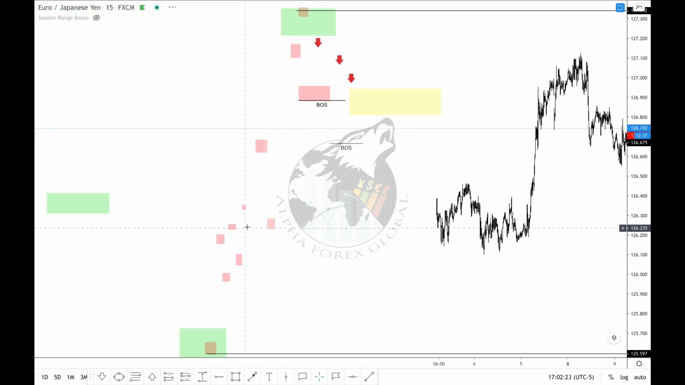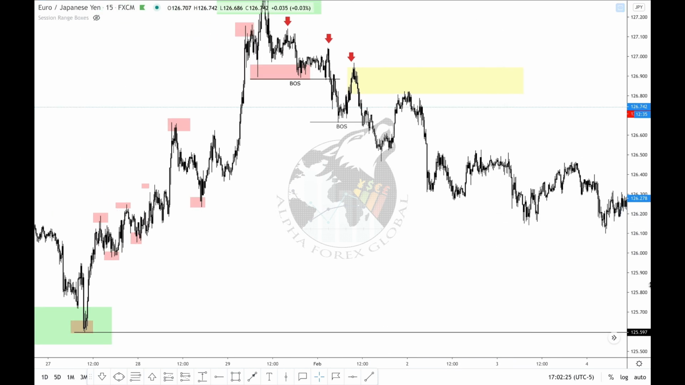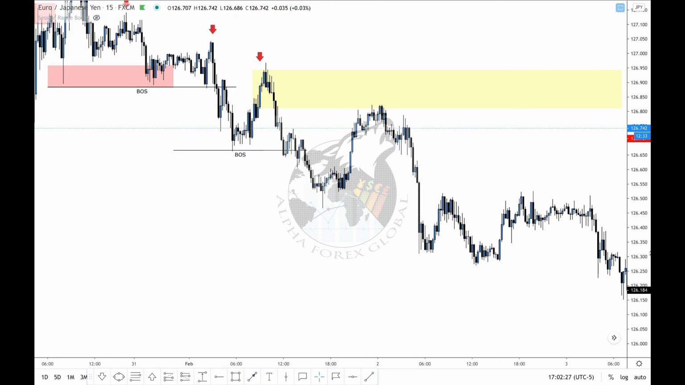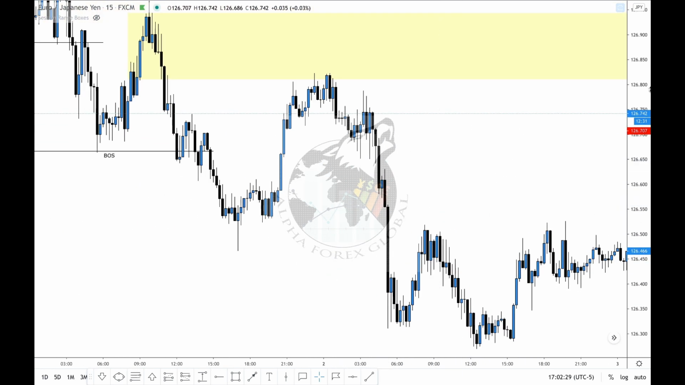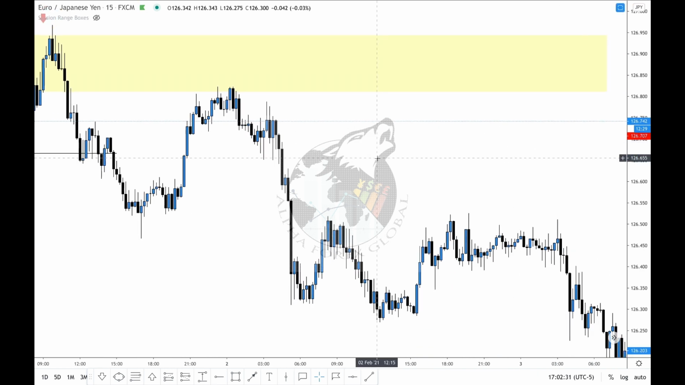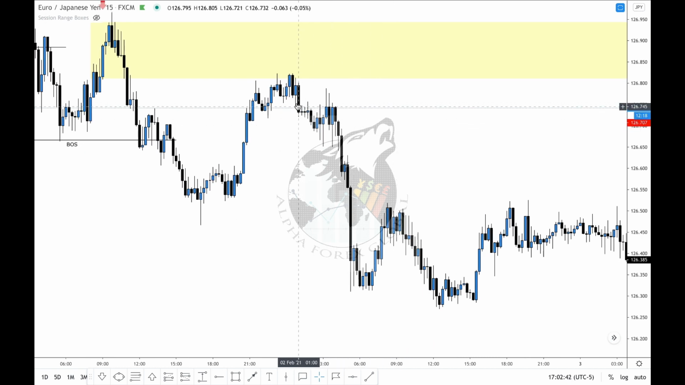So on the 15-minute time frame, we need to see the 15-minute in a downtrend, right? We need to see when the 15-minute breaks structure. So basically we see the 15-minute come into the POI right here that we had on the 1-hour time frame, right? Let's label the structures.